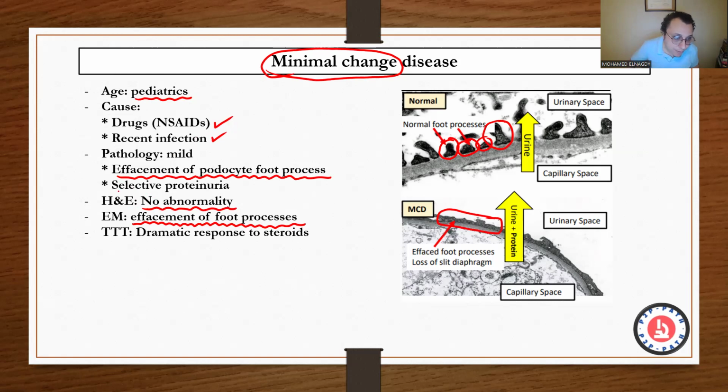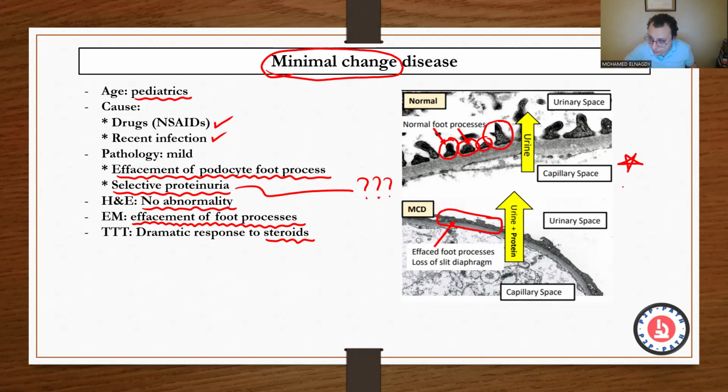However, you need to remember that the proteinuria here is selective proteinuria. Anybody know what selective proteinuria means? What does selective proteinuria mean? Only albumin. Yes, it doesn't include all the plasma proteins. Not all the plasma proteins go down in urine. It includes only the smallest plasma protein in terms of size, which is the albumin. This shows dramatic response to steroids. You need to remember that.